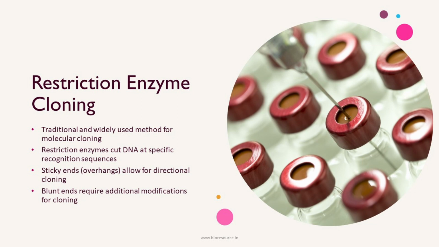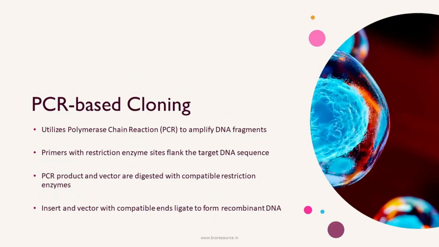The restriction enzyme cloning offers a reliable and well-established approach for cloning DNA fragments. However, the requirement of complete restriction enzyme sites within both the insert and the vector can sometimes limit its flexibility. So an alternative to that is known as PCR-based cloning. PCR-based cloning offers a powerful alternative to the traditional restriction enzyme cloning. And the polymerase chain reaction is a technique that exponentially amplifies specific DNA fragments.